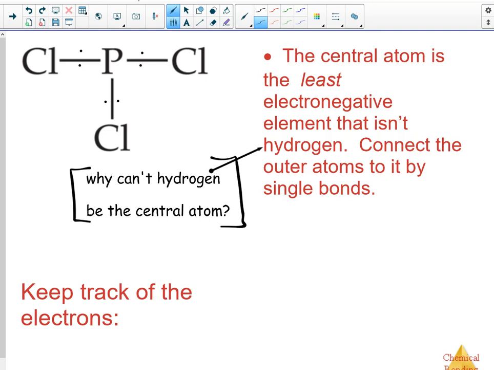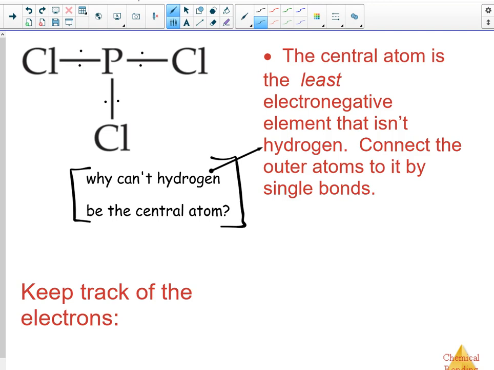I can't hear well, so I didn't hear the word I was looking for. The thing I was looking for is the number 1. Hydrogen can only form 1 total bond. So could it ever be in the middle of anything? No, because to be in the middle, it has to be at least 2. All right? So never put hydrogen in the middle, even if it is the most electronegative atom.